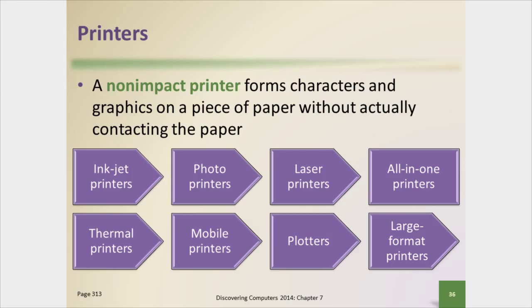In general, there's a couple of different classes of printers. There are non-impact printers and there are impact printers. Non-impact printers don't physically touch the sheet of paper with the printing mechanism itself. It touches the paper to pull it through the mechanism, but the part that actually puts the image on the paper doesn't physically touch the paper. Different types of non-impact printers include inkjet printers, photo printers, laser printers, all-in-one printers. So there's a lot of different types of non-impact printers, and these tend to be the dominant type of printers that we have in use today.